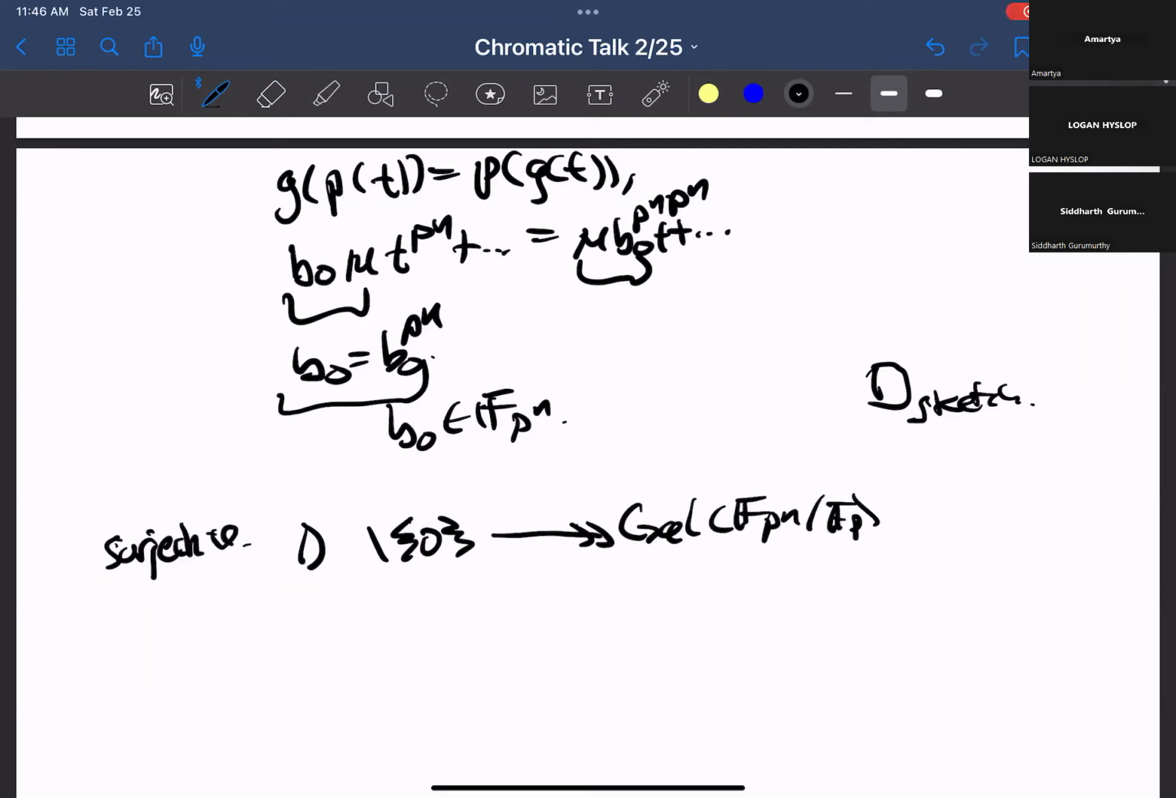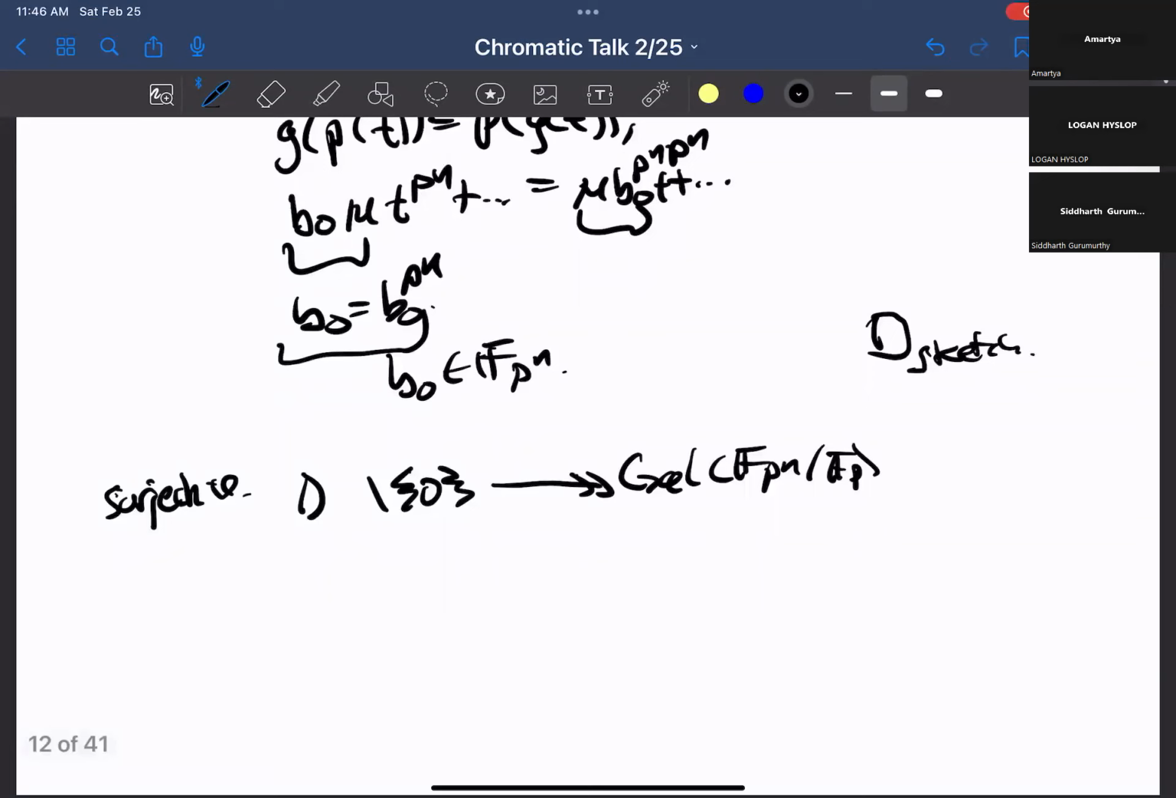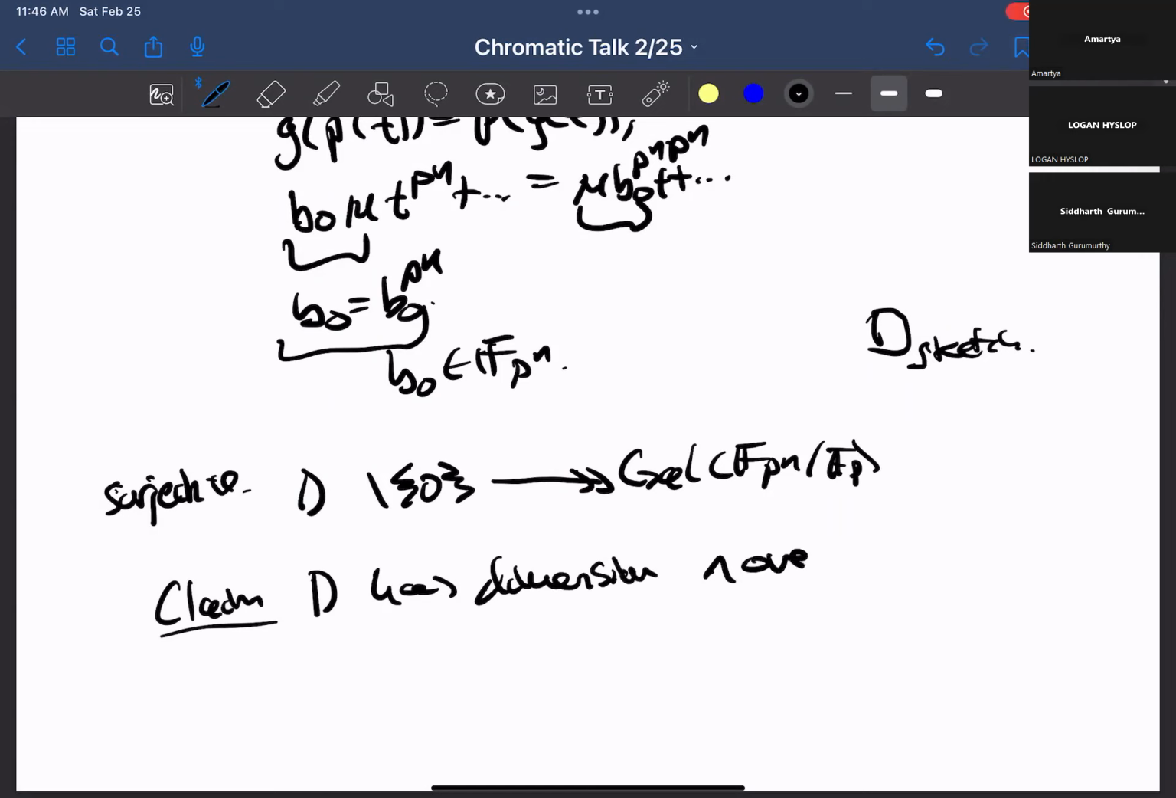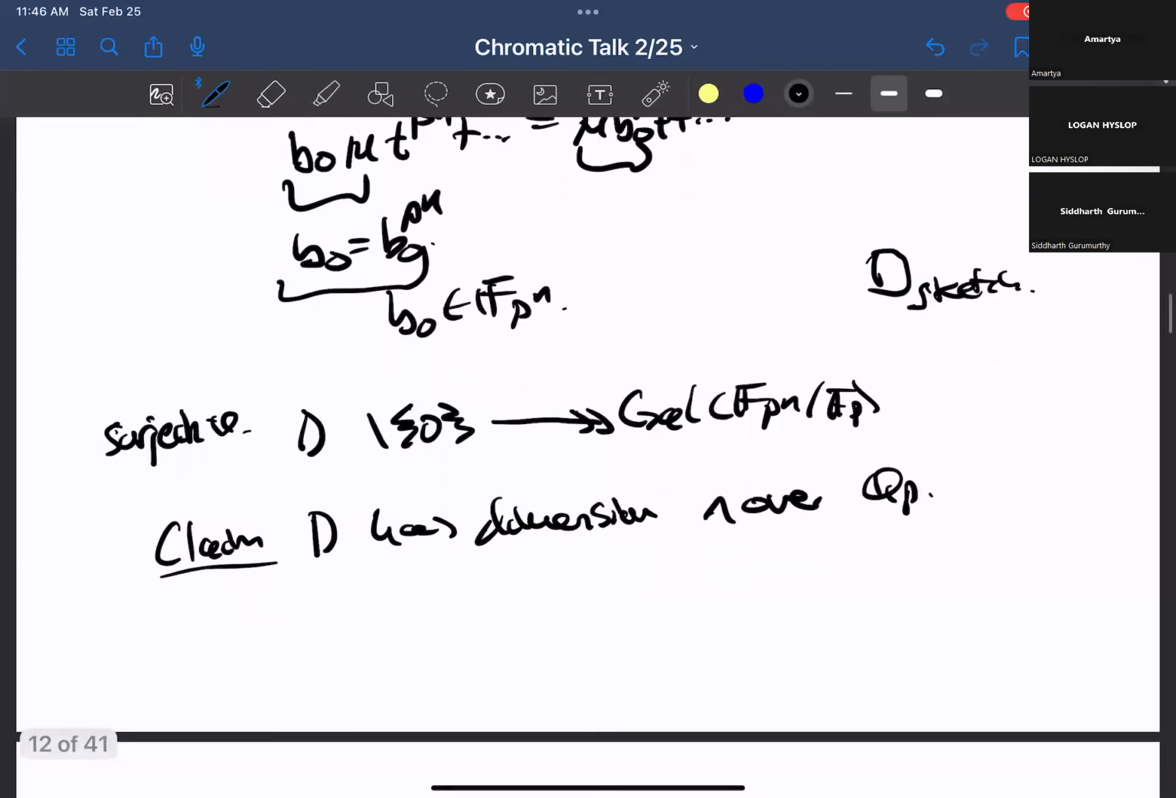In particular, we can show a few more properties about D. So we can actually show that D has dimension n over FP, over QP. To see this, it is actually dimension n squared.